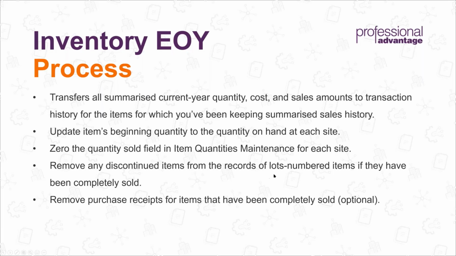and remove any discontinued item from the records of lot numbered items, if you track lot numbers, if they have been completely sold, right? So discontinued and completely sold, and if you track lot numbers, those records can be removed. And it can also remove purchase receipts for items that have been completely sold. Again, that's optional. So remember that screen I showed you before? Those tick boxes are options that you can tick or choose not to. So this is what's happening as part of the inventory year-end process.